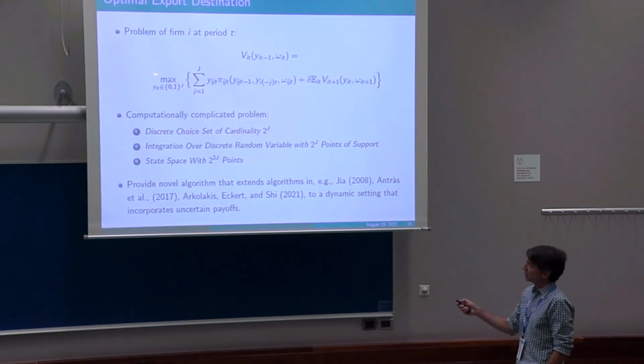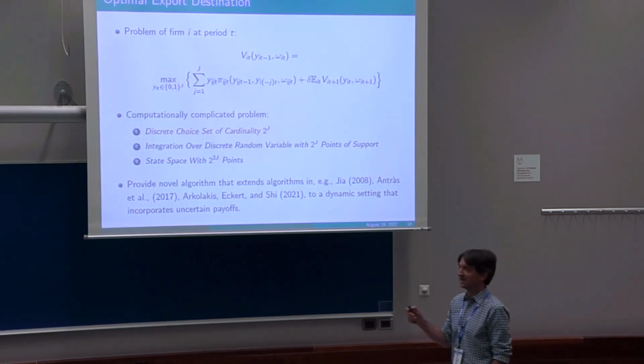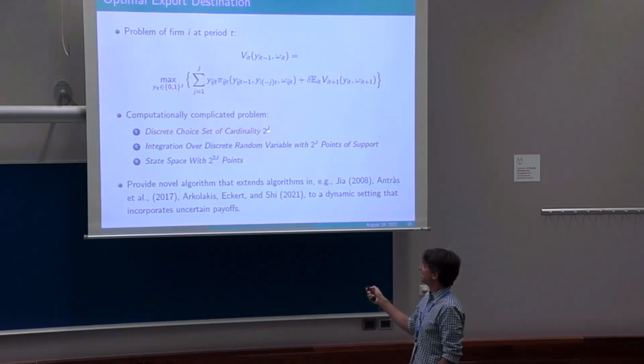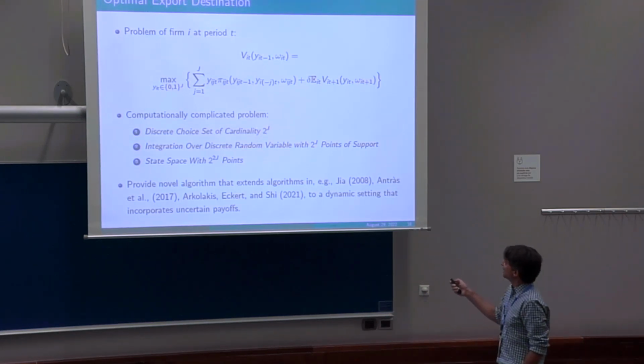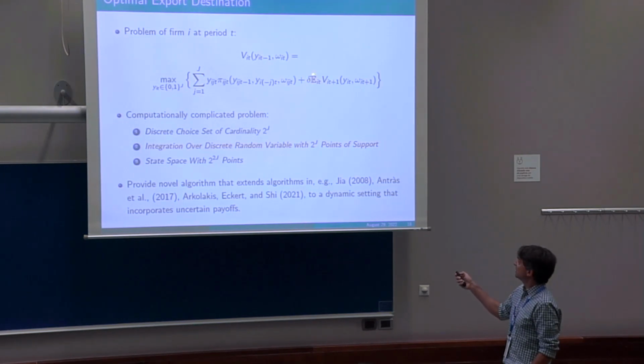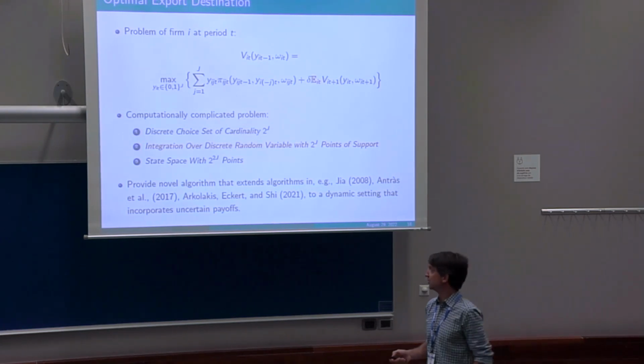One, the choice is complicated. You are picking a bundle among all possible bundles. So it's one element in a set that basically has 2 to the power of J elements. On top of that, because firms don't have perfect information, they need to compute the expectation over a value function. And what you are computing the expectation over is this future omega that, again, because it can be high or low in every country, has 2 to the power of J points of support.